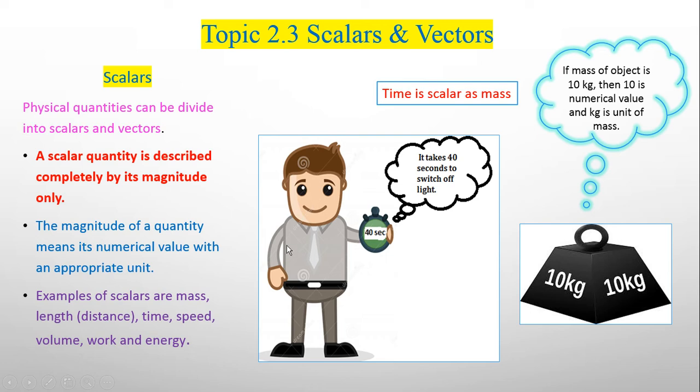Here you can see this boy is talking about the time, that it takes 40 seconds to switch off the light. Means 40 is the numerical value and second is the appropriate unit of time. We can say time is a scalar, like mass. Other examples of scalars are mass, length (length means distance), time, speed, volume, work and energy.